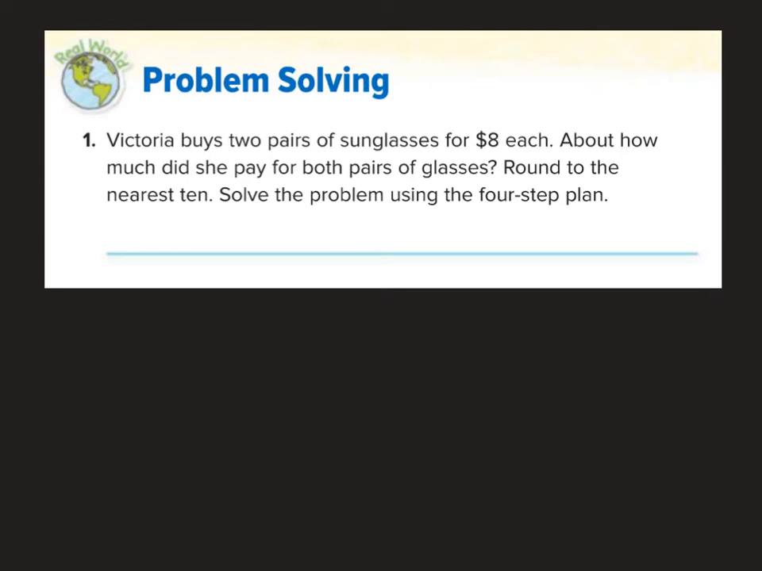Now this one is in the homework, so if you feel like, Mrs. Hamer, I understand the 4-step plan, go ahead and do your assignment. If you say, Mrs. Hamer, I'd like some more help, let's do some more. Victoria buys 2 pairs of sunglasses for $8 each.